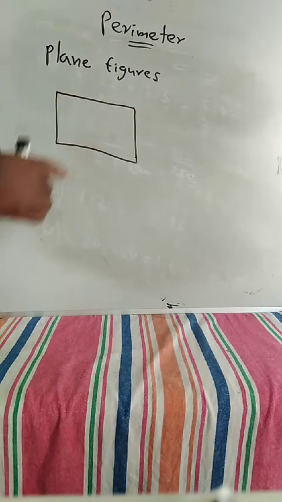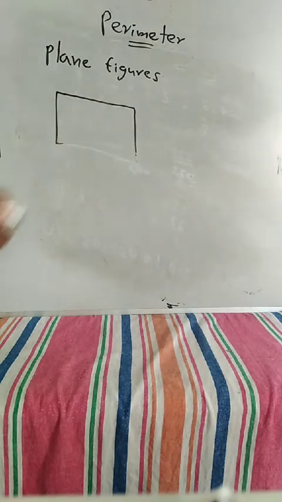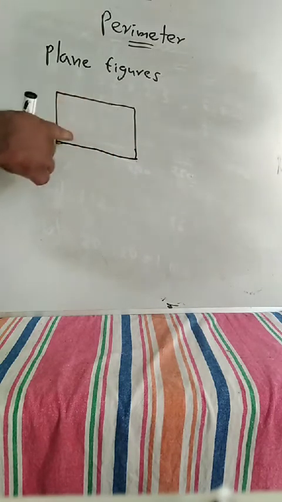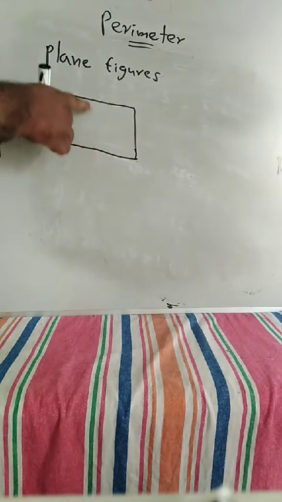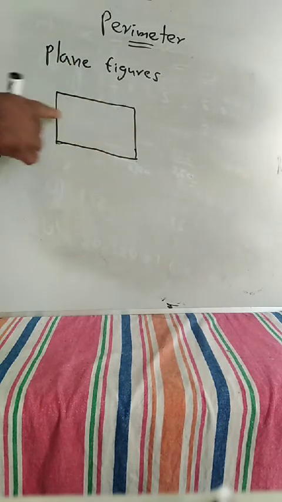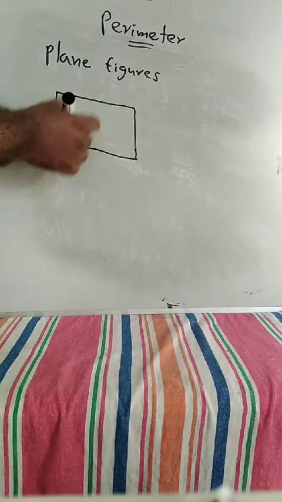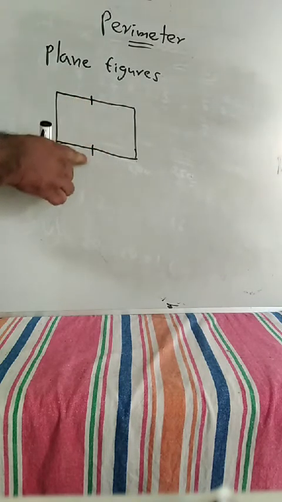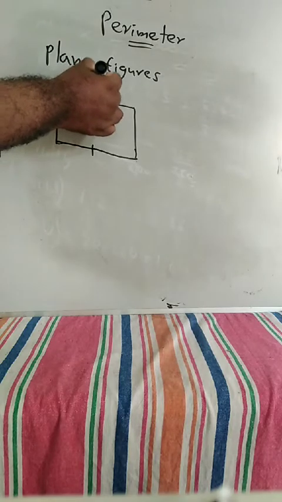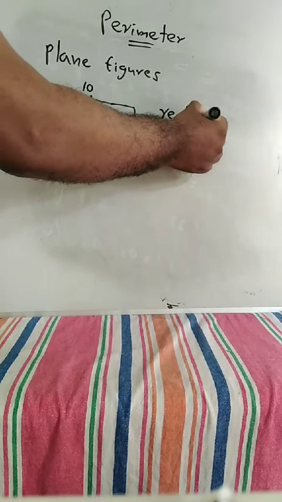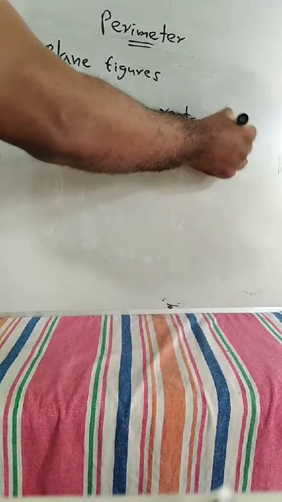What does this look like? I don't have a ruler, so this is a rough drawing. These are opposite sides. There are four sides. If this is 10 centimeters, what is this? This is a rectangle.